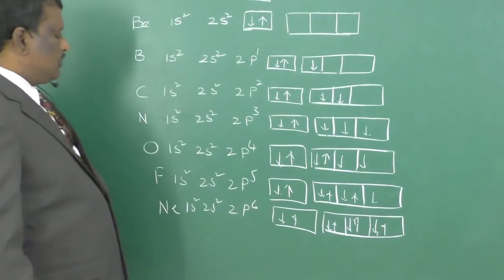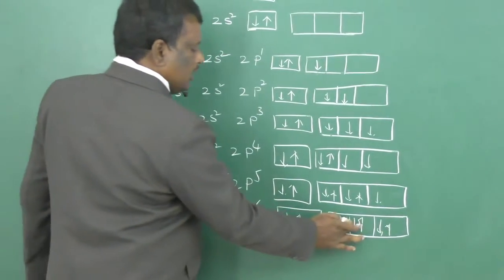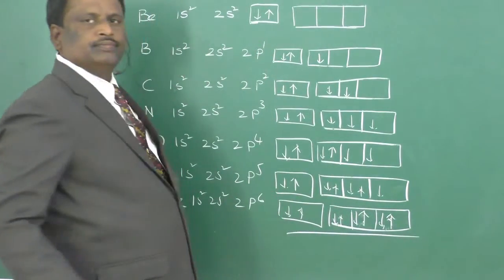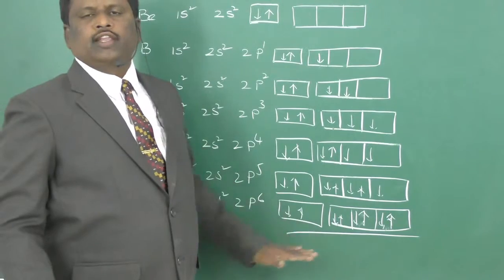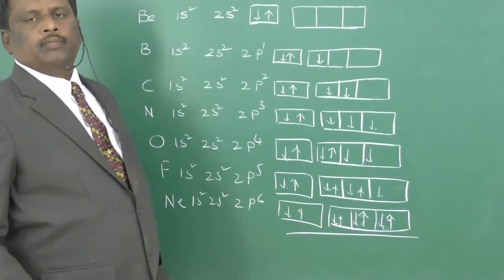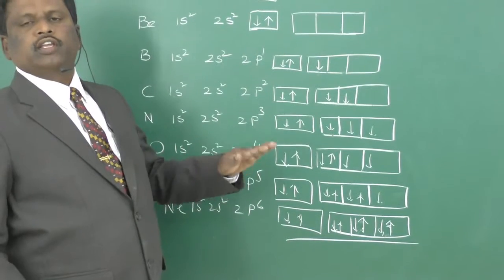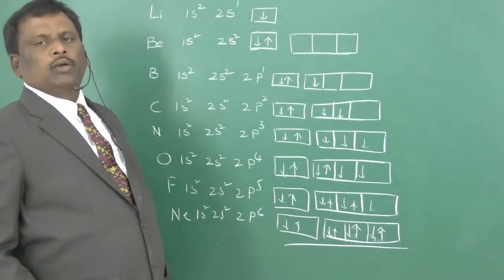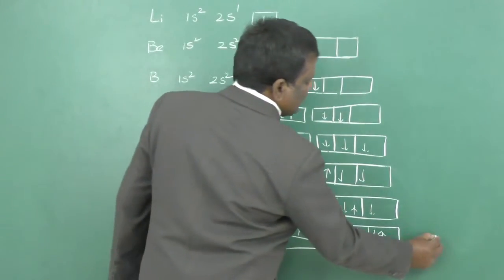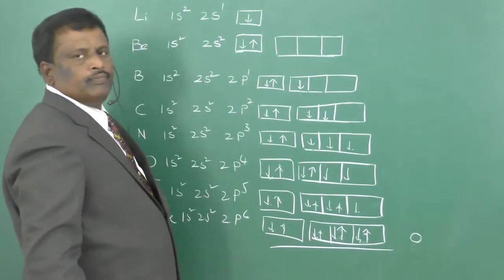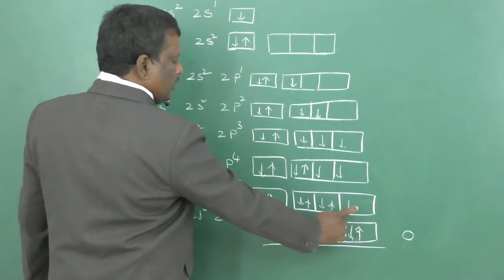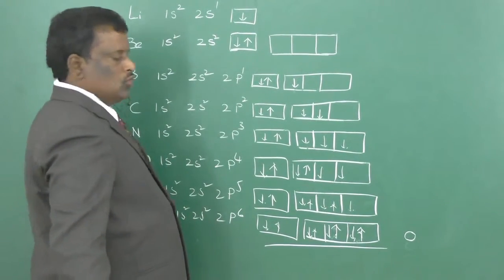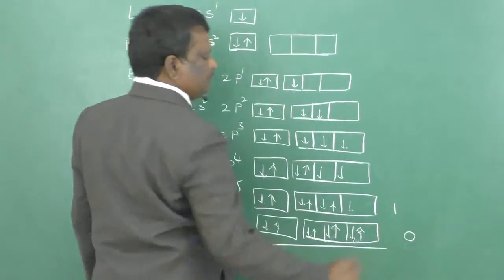So, here if you observe the electronic configuration of neon, all the valency shell orbitals are filled with 2 electrons each. There is no half filled orbital in neon. So, neon will not take part in any type of bonding. It will not form any type of bonds. That is why its valency is considered as 0. Now, if you go for fluorine, fluorine has one half filled orbital, an unpaired electron. So, its valency is considered as 1.